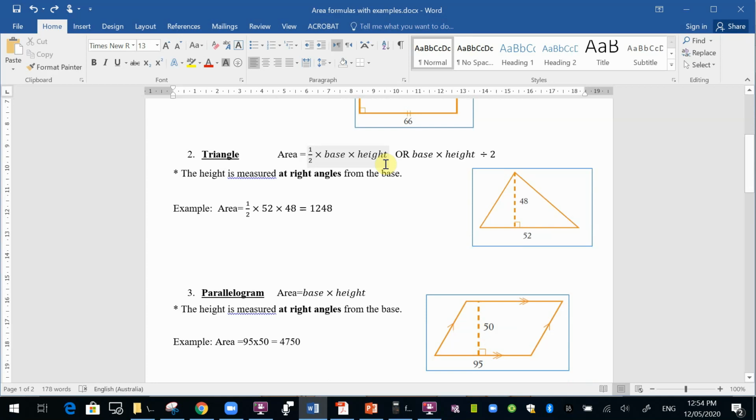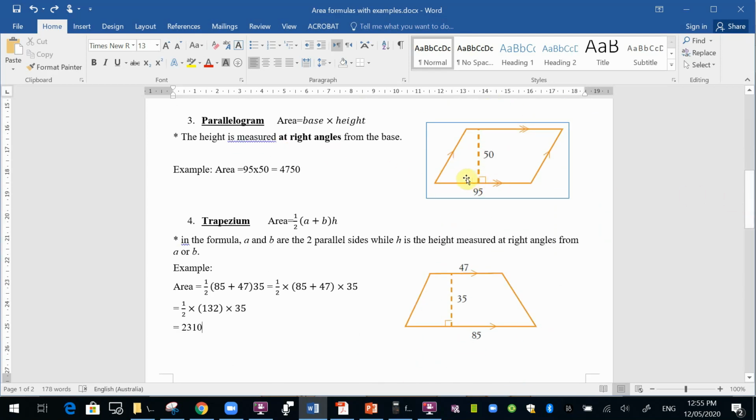Triangle, two dimensions, base and height. And we multiply them, but this time only half. So half times the base times the height. Please remember the triangle height is measured at right angles from the base. So we need a base, we've got a right angle, and there's our height. In this case, half times 52 times 48, or base times height divided by 2, same thing. 52 times 48 divided by 2 gives you the same answer, 1248.